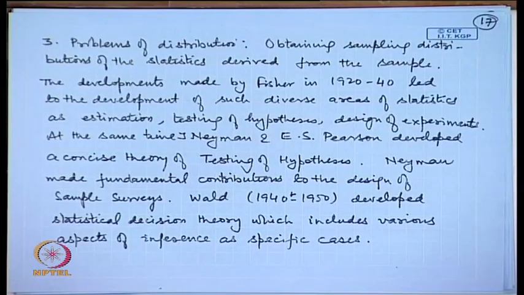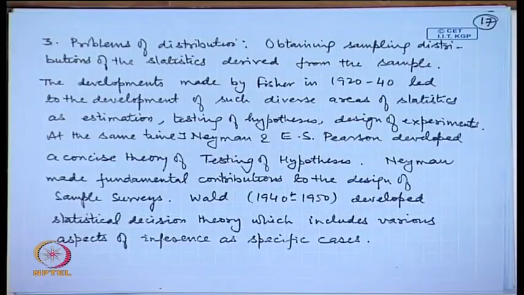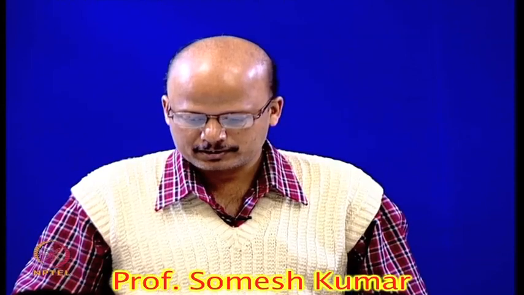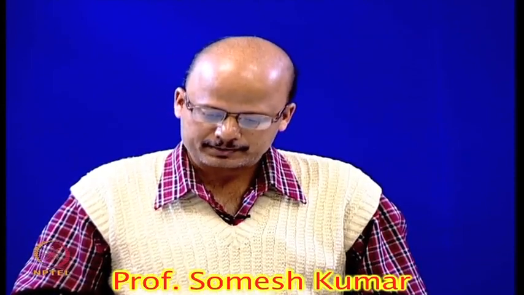At the same time, Jerzy Neyman and E. S. Pearson simultaneously developed a theory of testing of hypothesis. Neyman also developed the theory of sample surveys. Later on, in the 1940s, Abraham Wald developed statistical decision theory, and this includes various aspects of inference as special cases. He showed in fact that estimation, testing, and ranking and selection procedures are all part of the general problem of decision theory, which actually has its origin in the theory of games, developed in the 1920s or 1930s by John von Neumann among others.